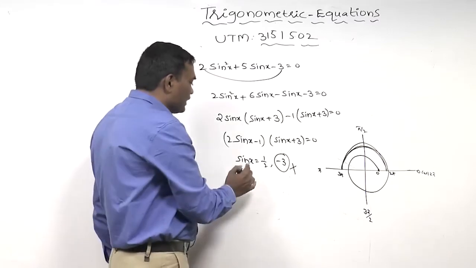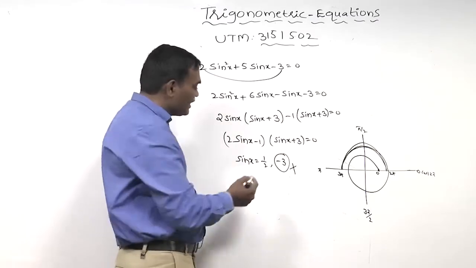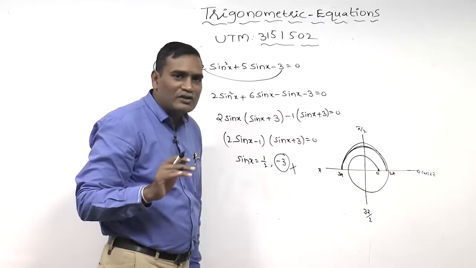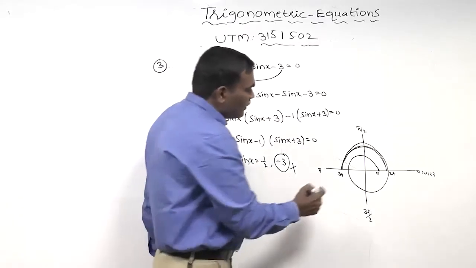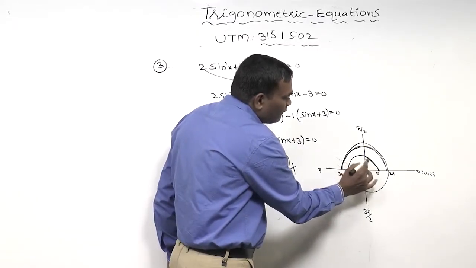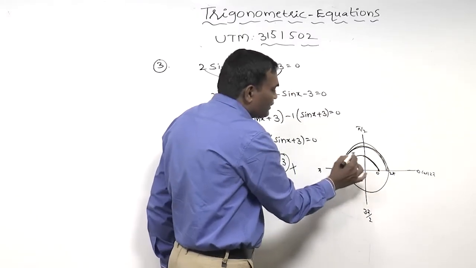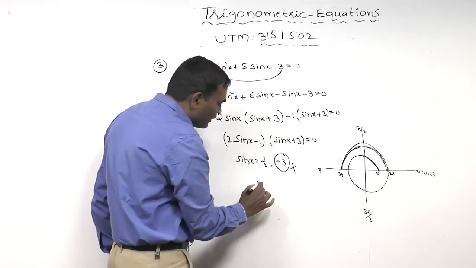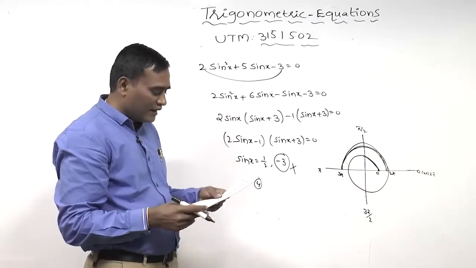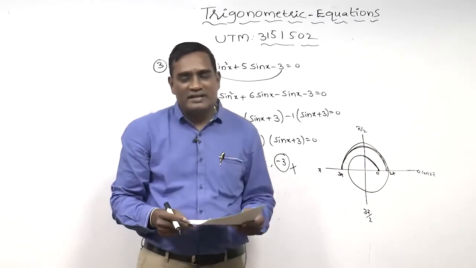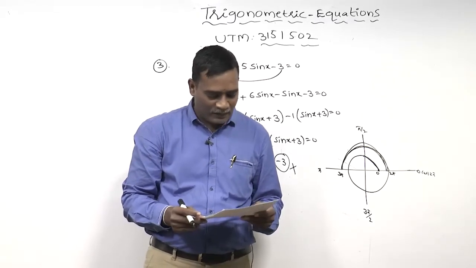Sin x is equal to 1 by 2. Sine is positive in the first quadrant and second quadrant. So here how many solutions are there? Here one rotation means two values. Here two more values, so 1, 2, 3, 4. So the total number of values is 4. That's why the answer is Option D.